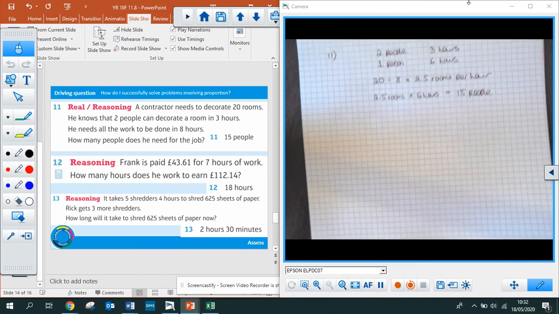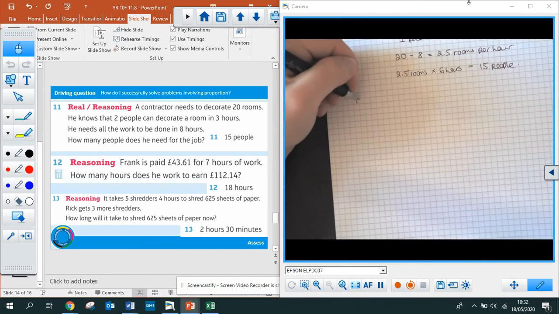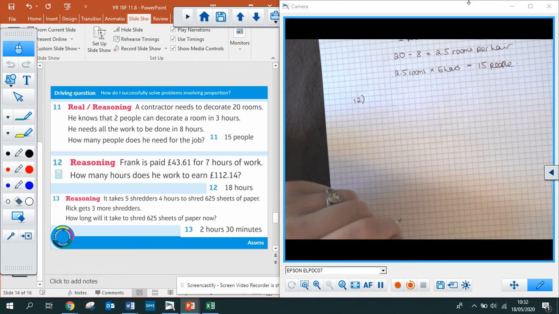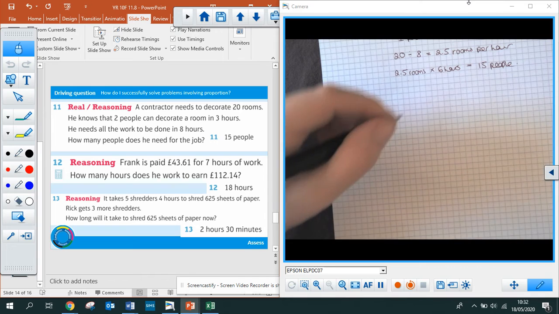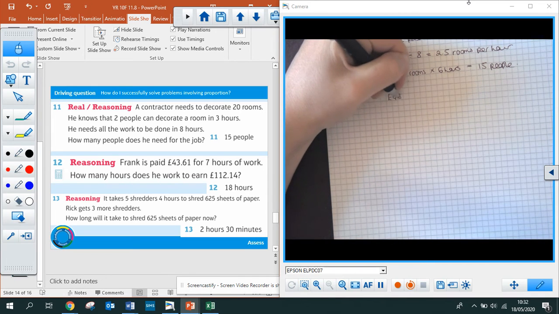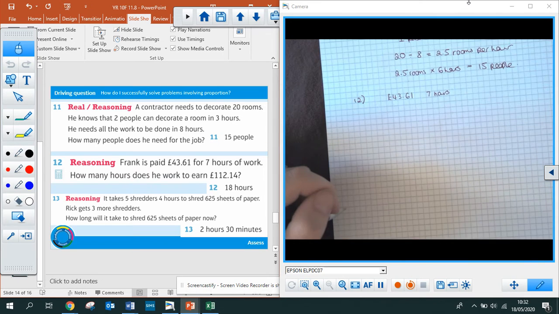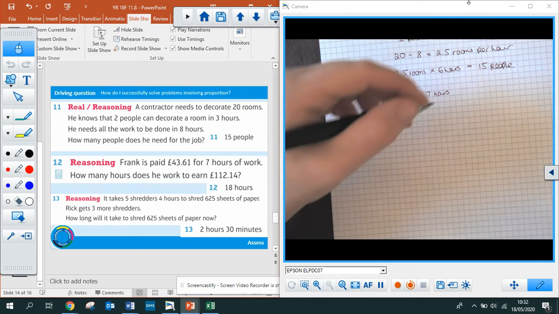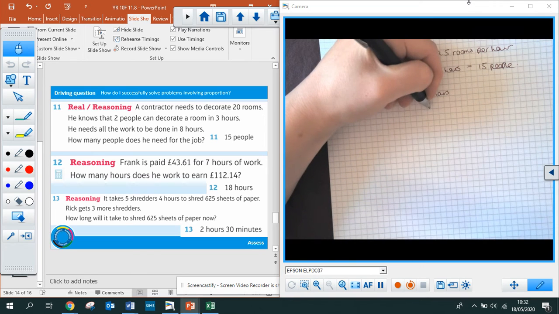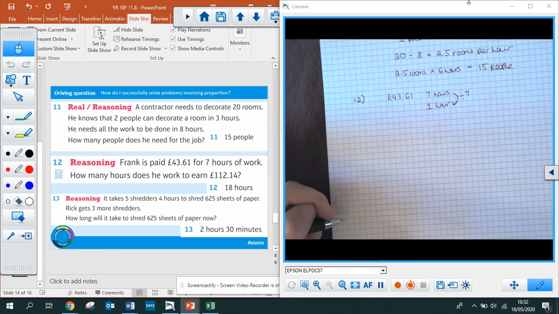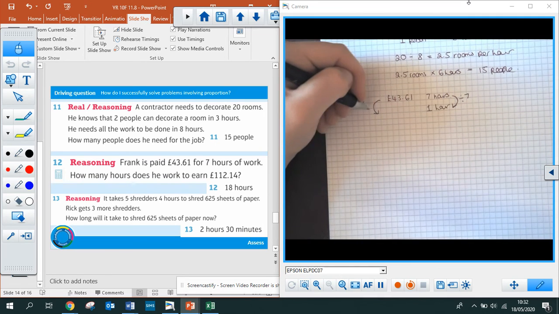Question 12 rather. Frank is paid £43.61 for 7 hours of work. How many hours does he work to earn £112.14? So he gets £43.61 for 7 hours. We want to work out what he gets paid per hour. So we're going to divide by 7 to work out what he gets for 1 hour. To get from 7 to 1 hour, we divide by 7, so we're doing the same to the 43.61.